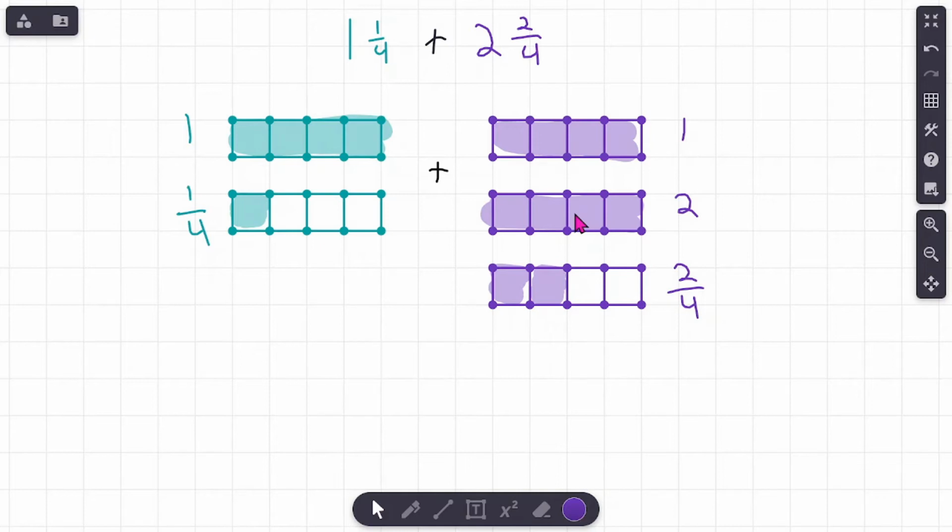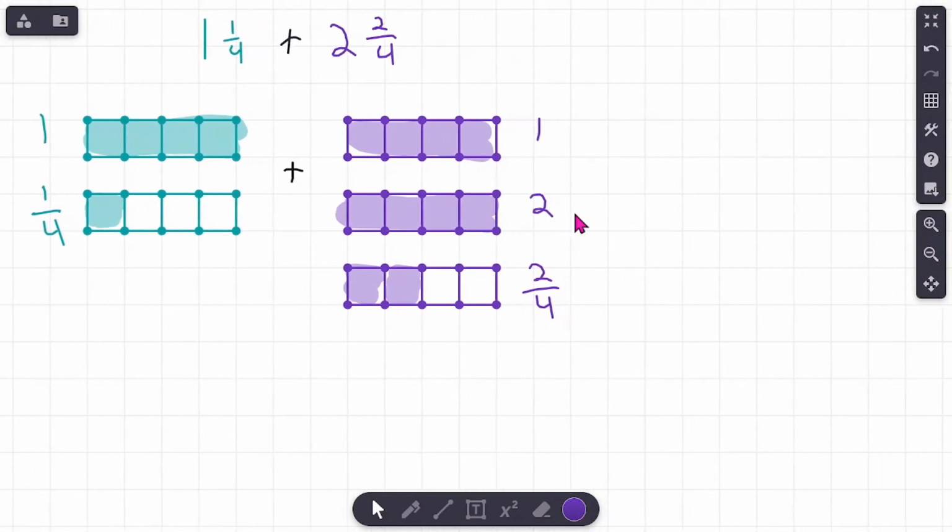So now that we can see it, how could we actually solve this? What would that look like to actually solve this? Well, let me ask you a couple of questions here. I'm going to move this all over a little bit.